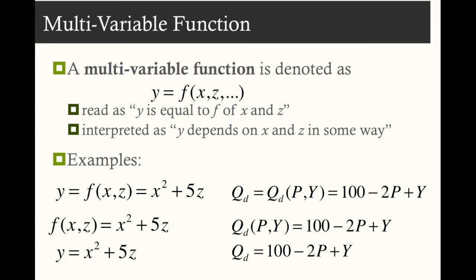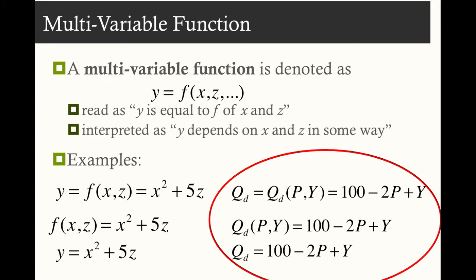And again, it may just look like a regular old equation. y is equal to x squared plus 5z, or quantity demanded is equal to 100 minus 2p plus y. The point here is that everything circled here tells us that y depends on x and z, and everything circled here tells us that quantity demanded somehow, some way, depends on price and income.